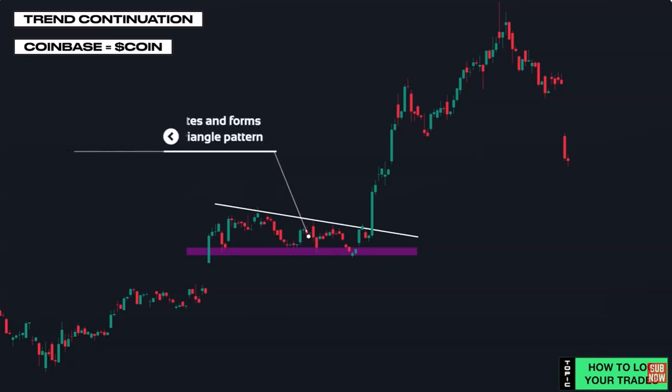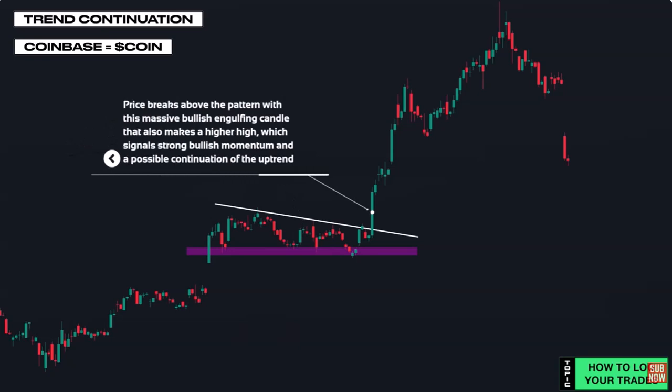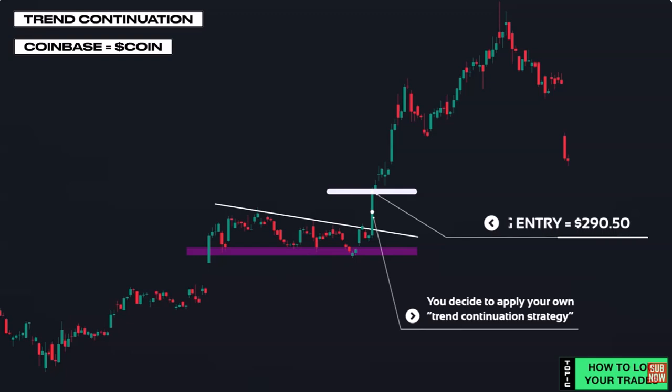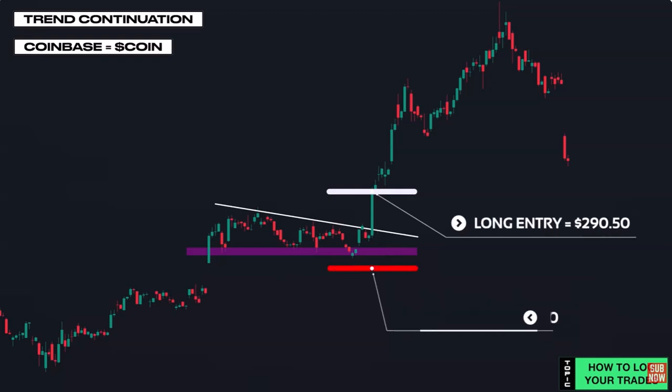Price consolidates and forms a descending triangle pattern. Price breaks above the pattern with this massive bullish engulfing candle that also makes a higher high, which signals strong bullish momentum and a possible continuation of the uptrend. So you decide to apply your own trend continuation strategy and decide to enter on this candle here. Stop loss placed here, profit target placed here.